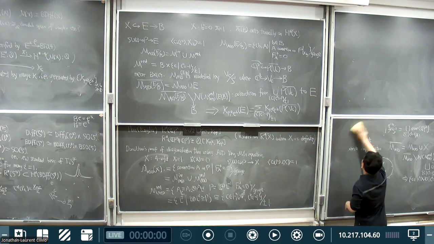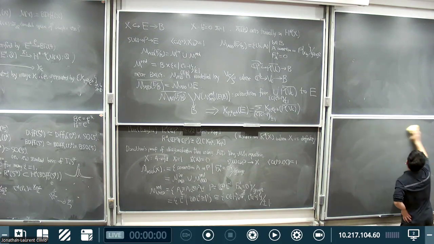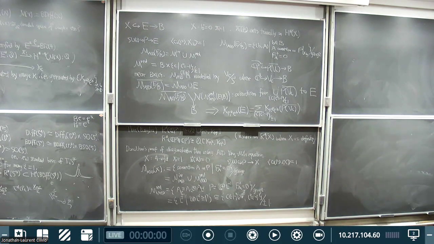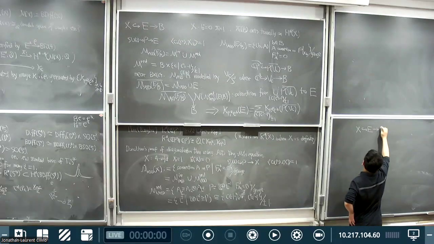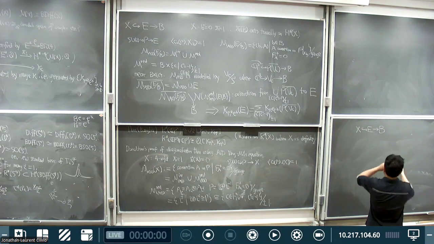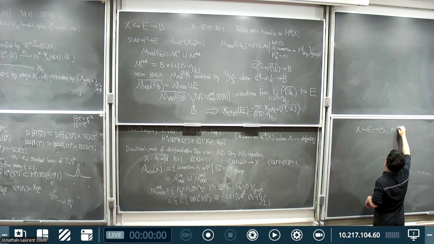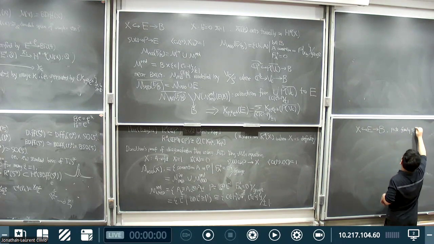So now the Seiberg-Witten proof. Okay, so let's start with the assumption. We have a bundle and we'll take the family of spin-c structures.